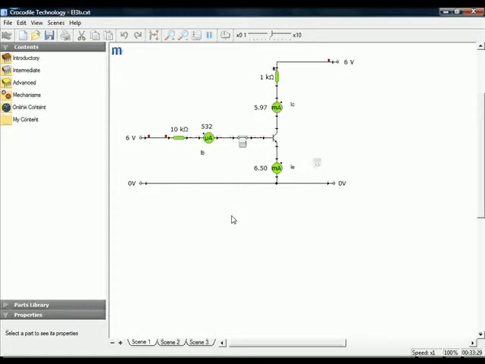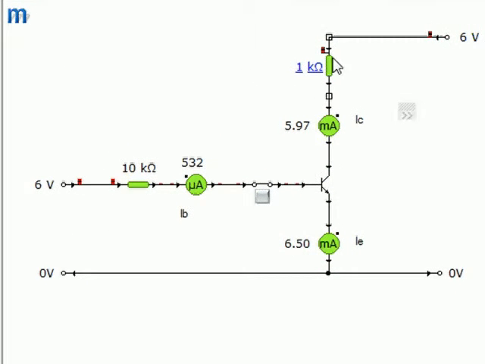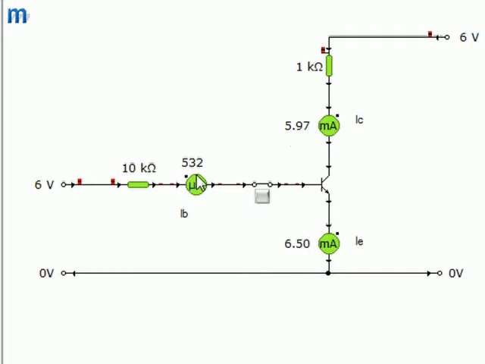Now I've got the same circuit, but this time I am not faffing about with LEDs. What I'm doing now is I've put various meters in the circuit and labelled the circuit with collector current IC, base current IB. I can switch the transistor on and off, so there is no current flowing there, no current flowing there, and therefore no current flowing there. When I switch on, notice that nearly 6 milliamps there added to half a milliamp.